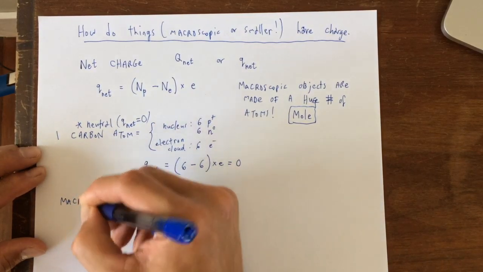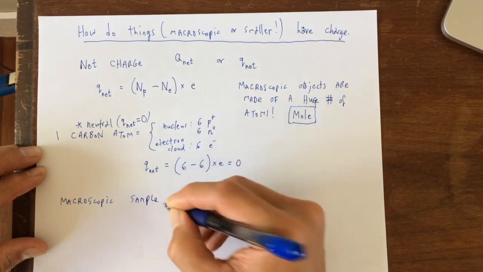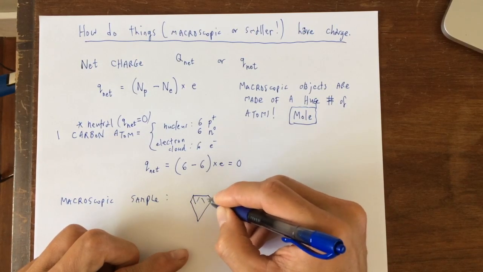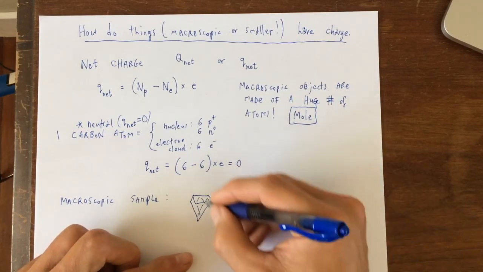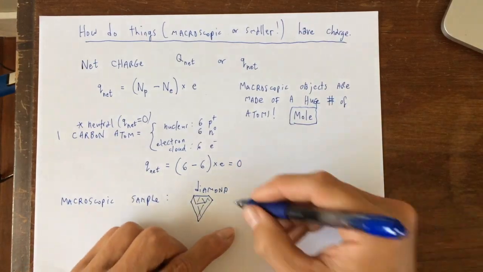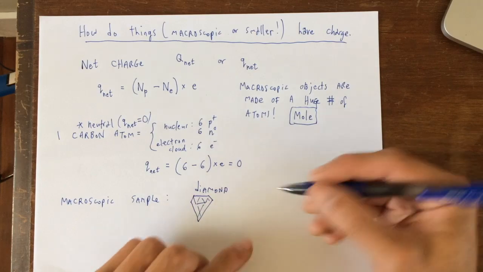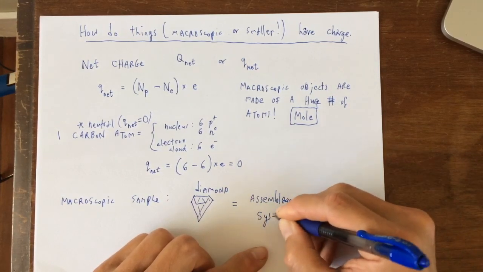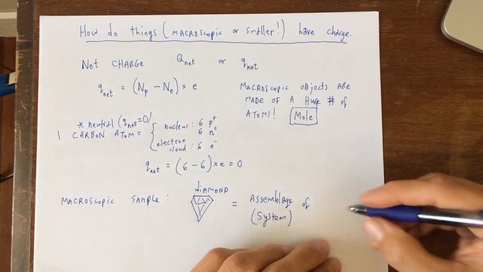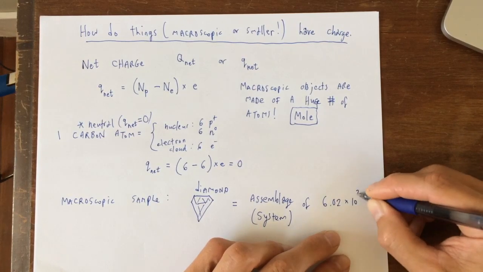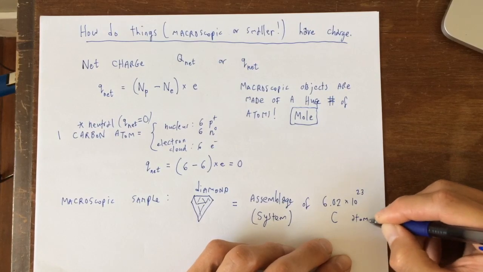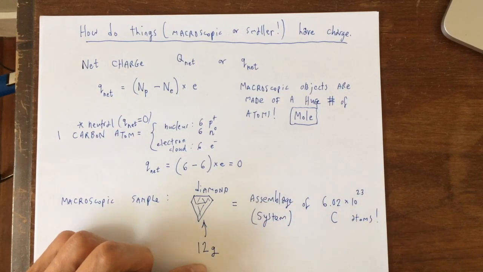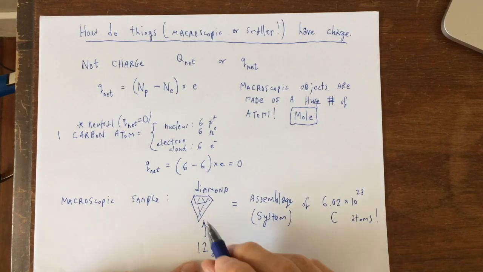A macroscopic sample. So let's say I've got a diamond, so I'm trying to draw a diamond here. Looks something like, I don't know what it looks like, but this is a diamond. And let's say this diamond is equal to an assemblage or system of 6.02 times 10 to the 23rd carbon atoms, right? So in this case, this diamond would have a mass of 12 grams, or 0.012 kilograms, this piece of diamond.